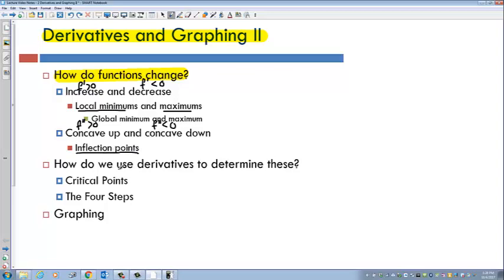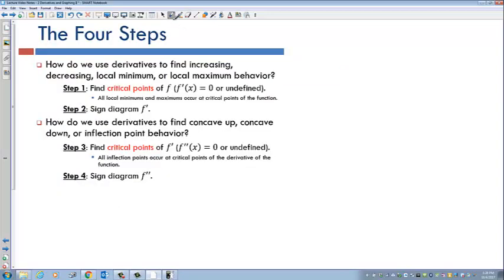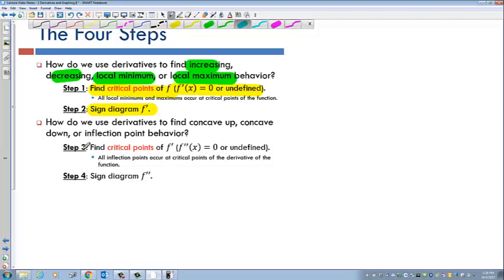And then we talked about how we use derivatives to determine these changes. We talked about critical points and the 4 steps. And in fact, we did the first 2 steps last time. So remember the first 2 steps. Step 1 was find the critical points of f. This is where f prime of x is equal to 0 or undefined. And then step 2 was a sign diagram for f prime. And if we did those 2 steps, then we could find where the function is increasing, decreasing, had local minimums or local maximums. Today, we're going to do step 3 and step 4.